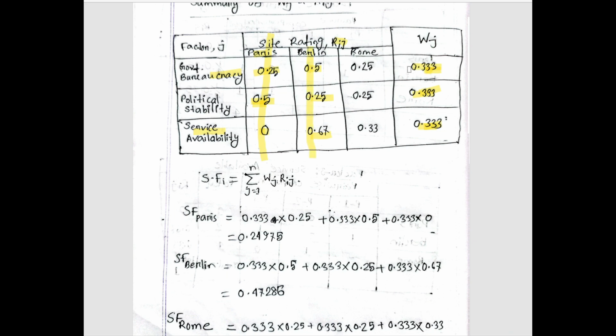Weight of influence for government bureaucracy was 0.333, and the RIJ factor for government bureaucracy 0.25. Weight of influence for political stability is 0.333, and the RIJ factor is 0.25. Weight of influence for service availability was 0.333, and the RIJ factor for service availability was 0.33 for Rome. This is for Rome.